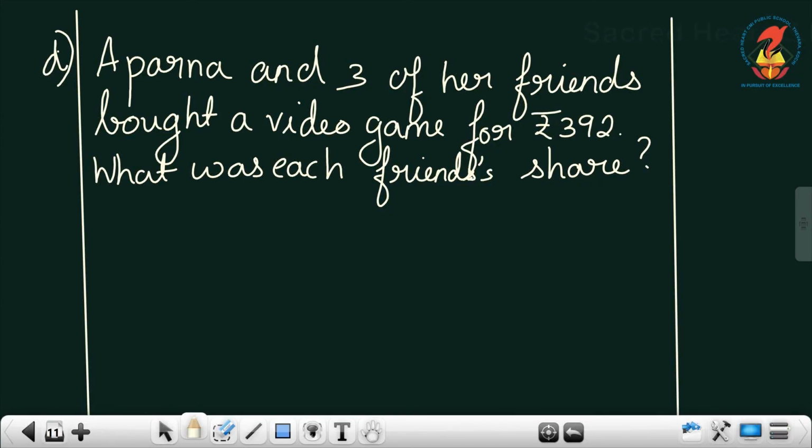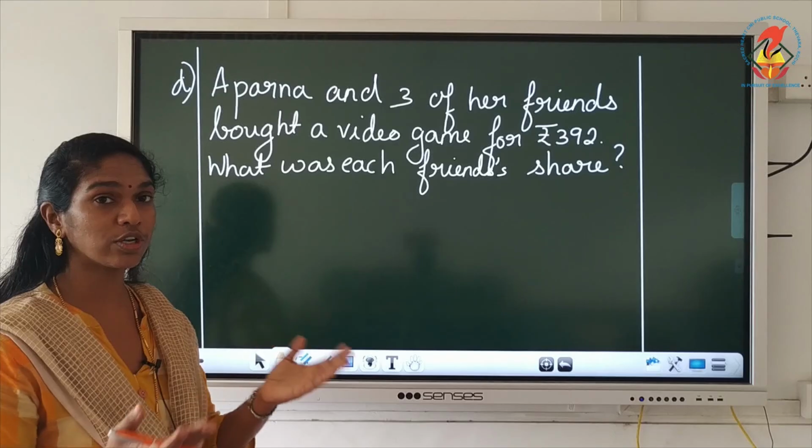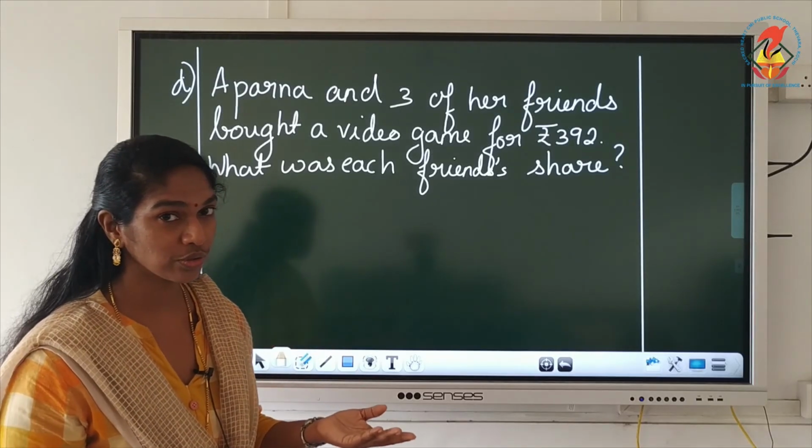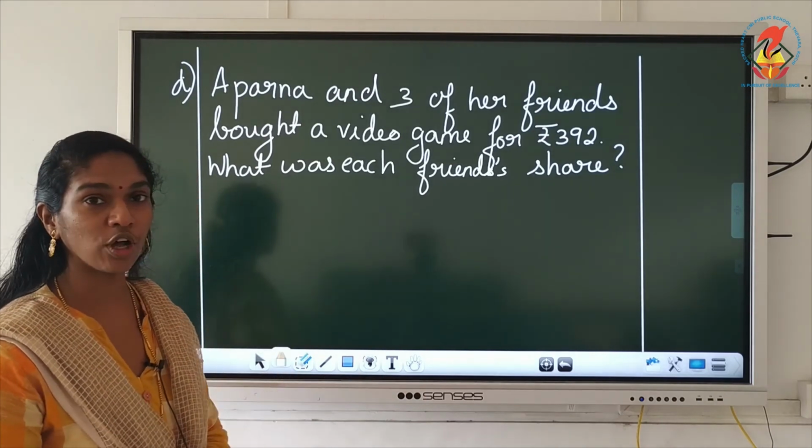Aparna and 3 of her friends bought a video game for rupees 392. Aparna and 3 of her friends. So in total how many children? 4 children. So you have to do the calculation with 4. Okay. What was each friend's share? How much did each of them give? 4 friends are there. How much did each of the friends give? What you have to do? You have to divide. So you will do that for homework.